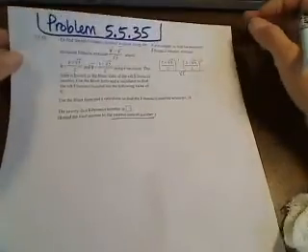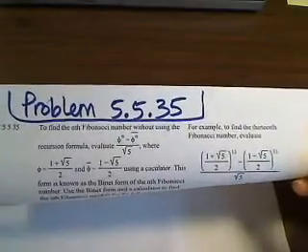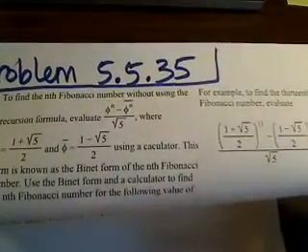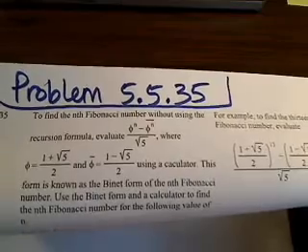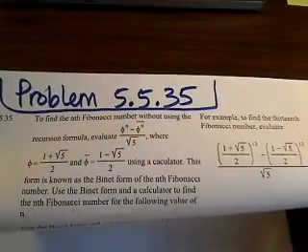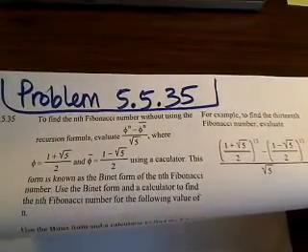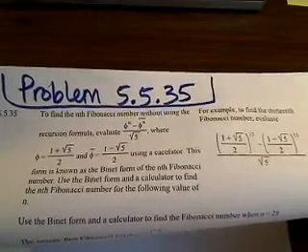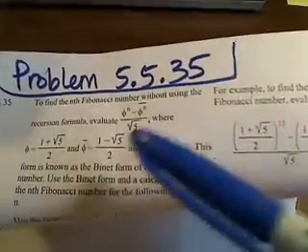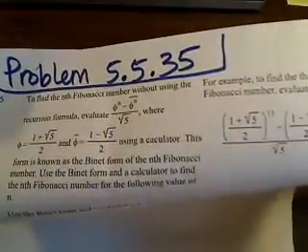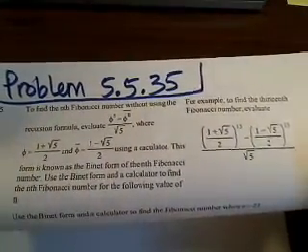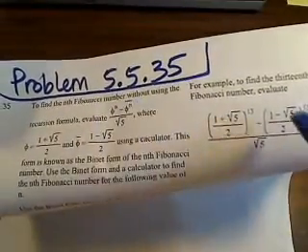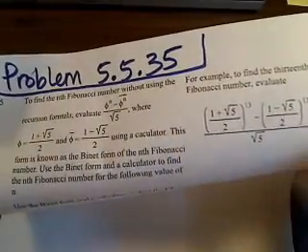Okay, so here's a question asked over email. This is problem 5.5.35. What they ask in this problem is they give you the Binet form of the Fibonacci to find the nth Fibonacci. That form looks like this right here. So you're taking phi to the nth minus psi to the nth, that's the negative of it, and then divided by the square root of 5.